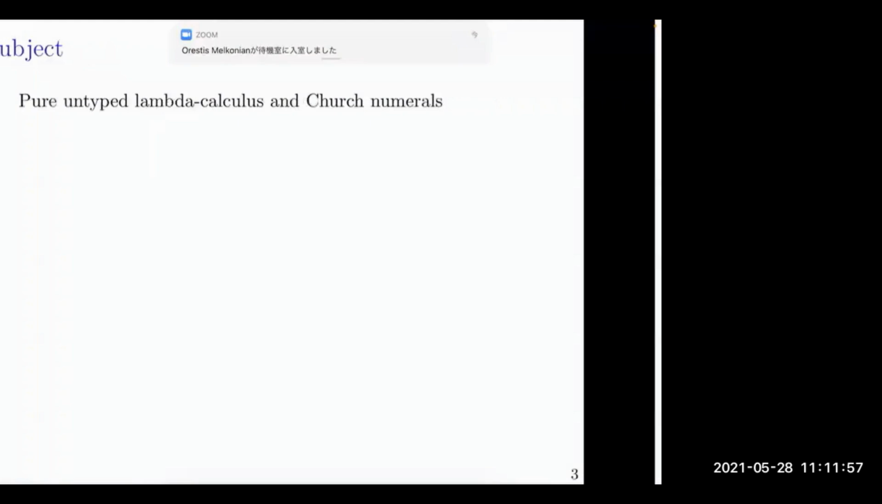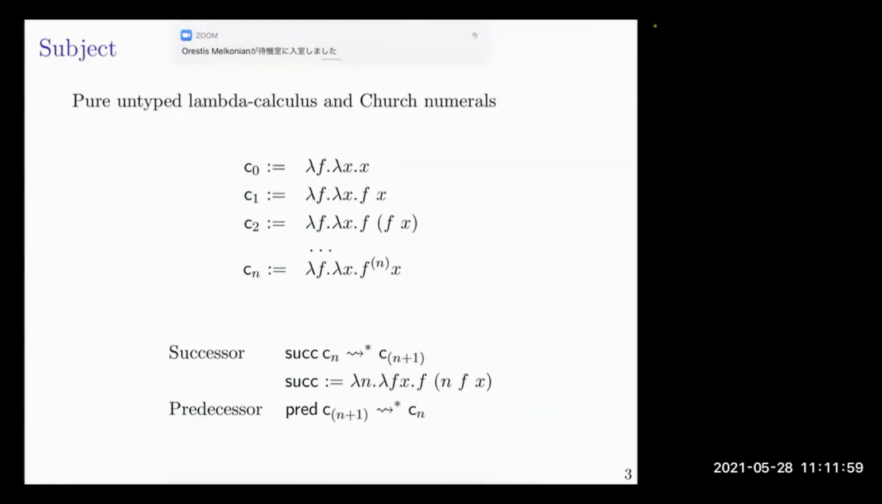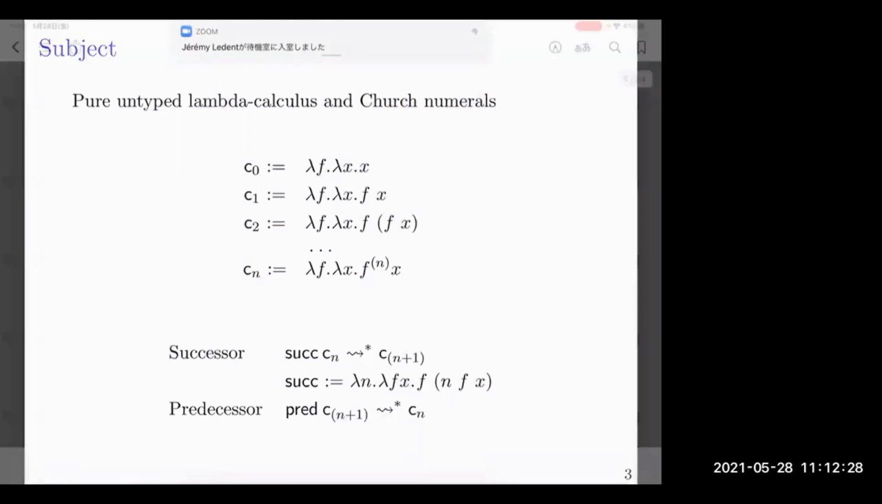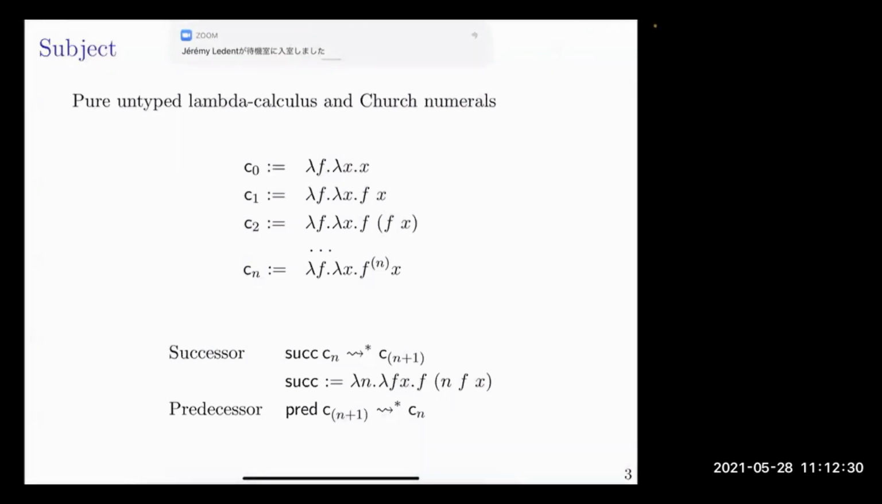So, as I said, we are talking about pure untyped lambda calculus. There are no constants, there are no types. So I would use the notation C0, etc. for Church numerals. In general, the nth Church numeral is represented as the nth repeated application of some function f to x.